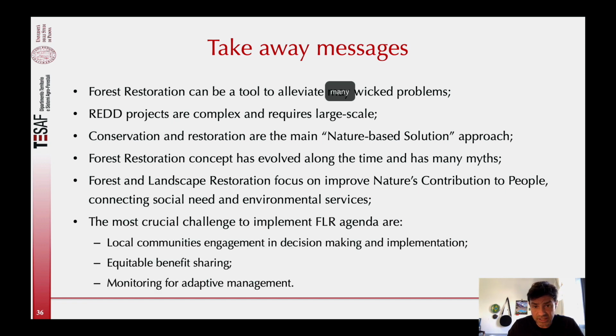The most crucial challenges to implement the FLR agenda are local communities' engagement in decision making and also in the implementation of the project, and equitable benefit sharing. This is quite important to keep people mobilized along the process of restoration and afterwards to make the best use of the land. And of course, monitoring for adaptive management. It's not possible to take decisions about new actions or changes in the project route if you haven't collected data, processed data, shared data, and reflected on the data to take the best decision. So monitoring is essential.